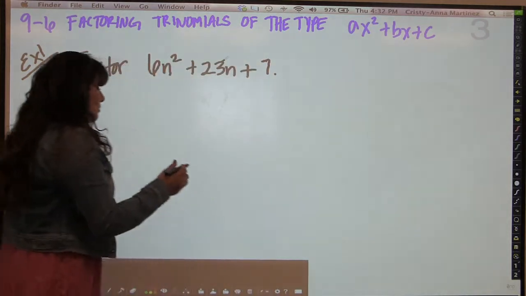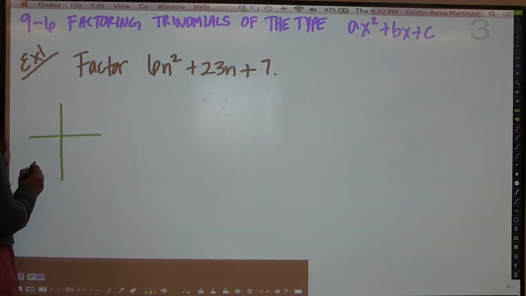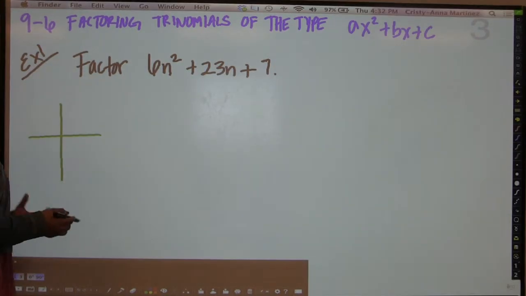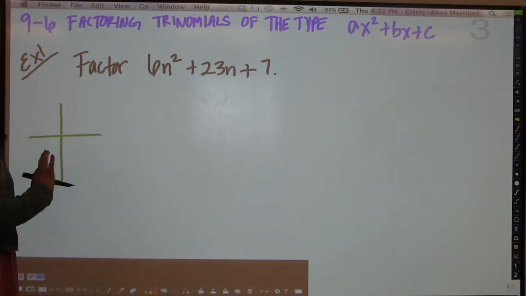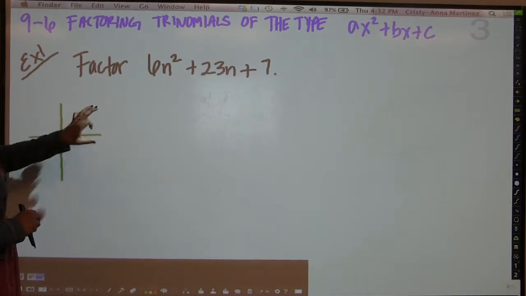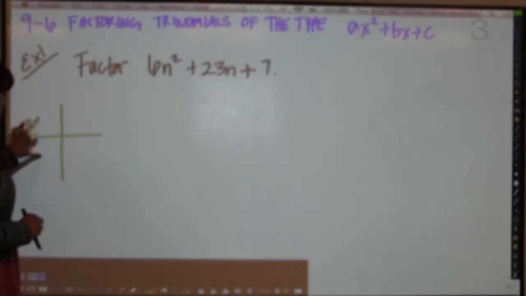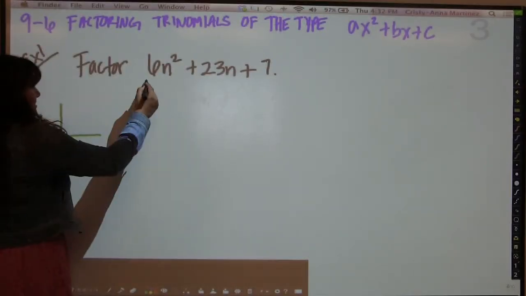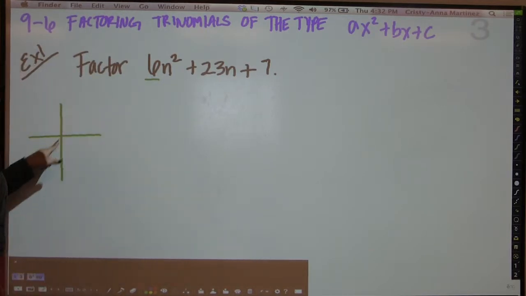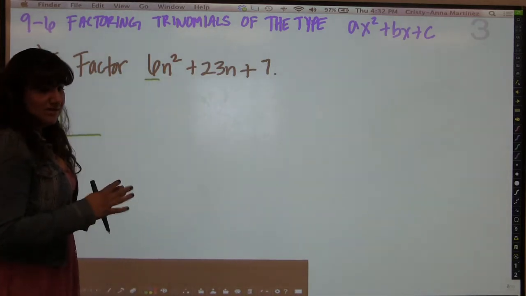And because a was a 1, when you set up your grid, you always put 1 and 1 here. Well, that's not going to be the case anymore. But everything else is still true. You still have to find two numbers that multiply to get, in this case, 7. And on the left-hand side, we're going to put two numbers that multiply to get 6. And when I multiply the diagonals and add them together, I should add up to 23. So that part of the process is the same.